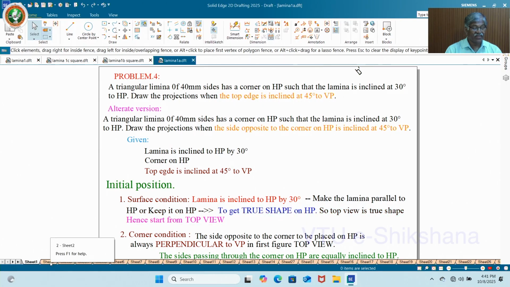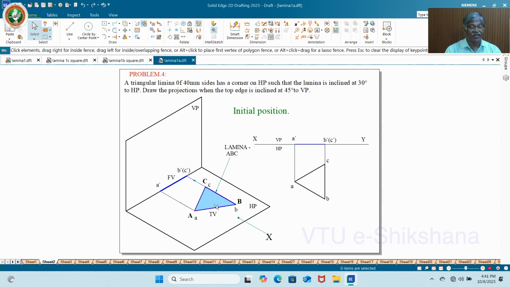Just observe here, I have given this initial position with a 3D reference. This is the corner to be placed on HP. This becomes the top edge, otherwise also referred to as the side opposite to the corner on HP. The corner on HP we are going to treat as A, and BC becomes the opposite edge. Here BC is the opposite edge, this is A.